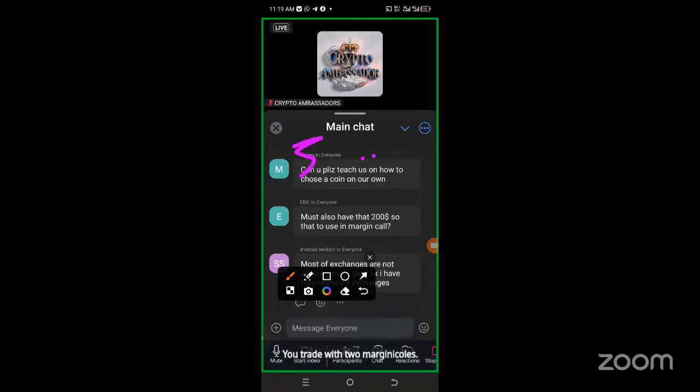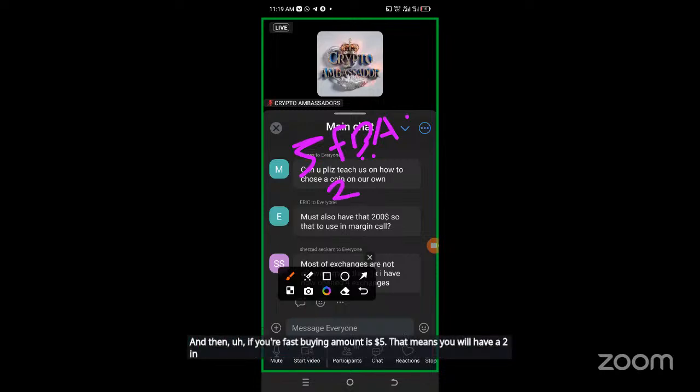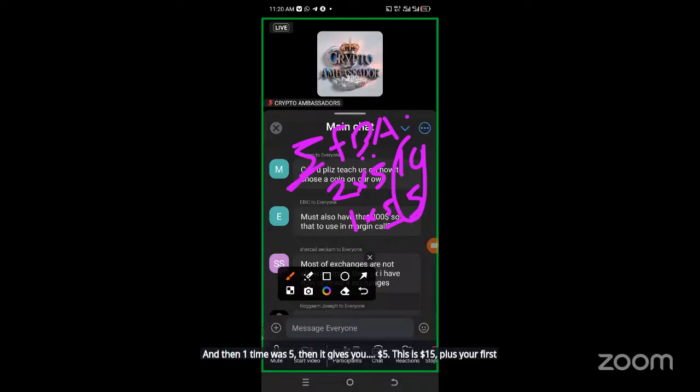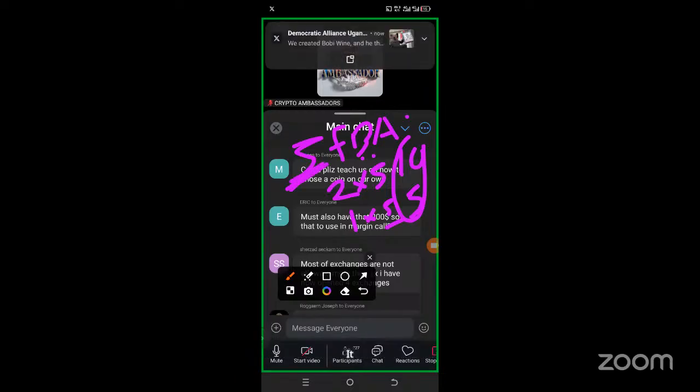Your first buy-in amount is going to be $5, and then you will have a 2 in multiple buy-in ratio, and then a 1 in multiple buy-in ratio, which is 2 times 5, giving you 10, and 1 times 5, giving you $5. This is $15 plus your first buy-in amount of $5, it becomes $20, which is your capital.